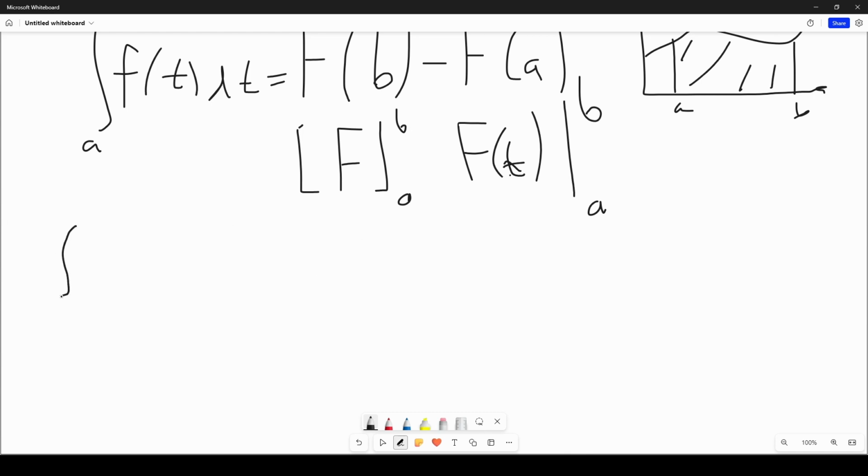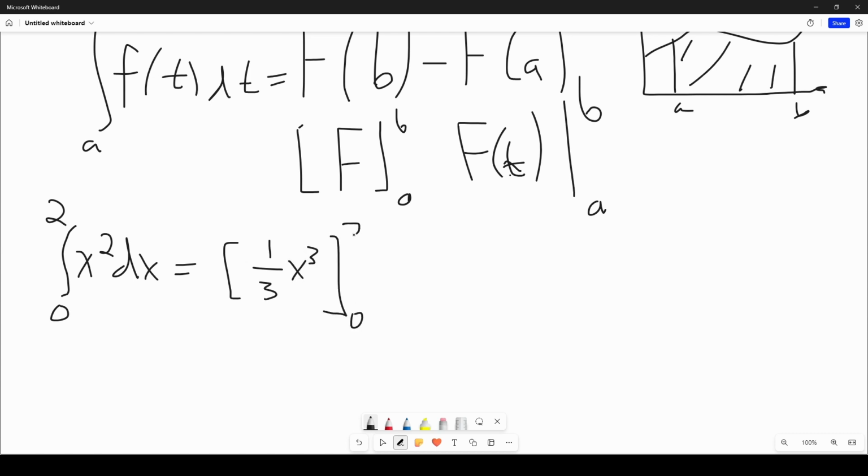So let's say we had the integral from 0 to 2 of x squared. Well, this is simply 1/3 x cubed applied from 0 to 2. If we plug in 2, we get 8 over 3. Subtract at 0, which is just going to be 0, we get 8 over 3. An exact answer that was pretty easy to find to a complex problem, right?